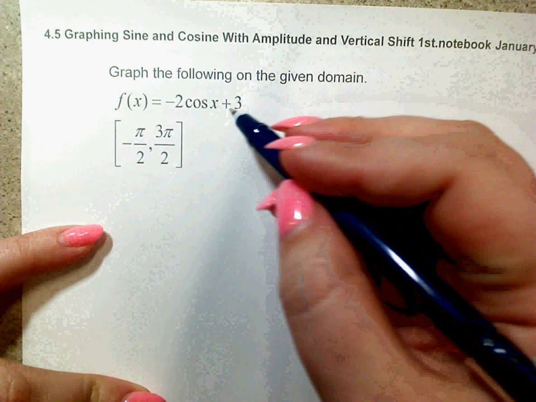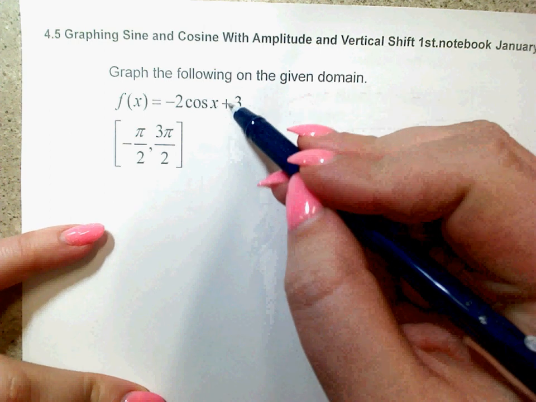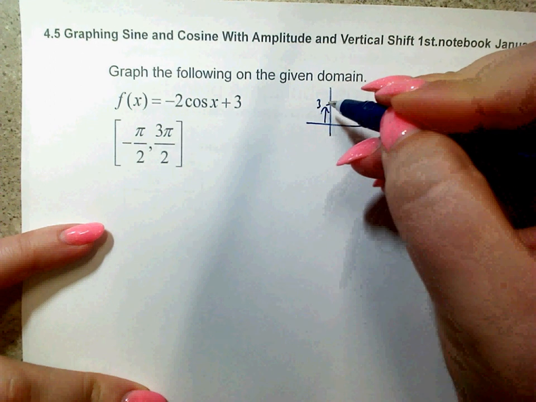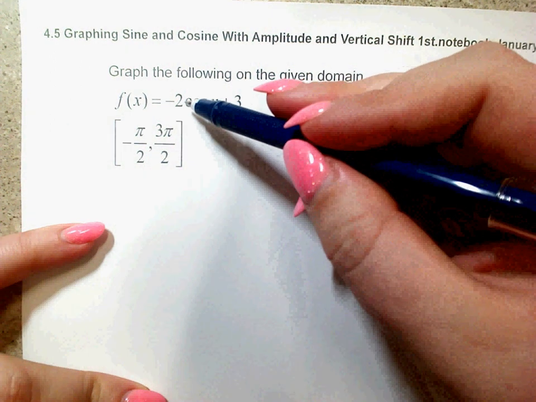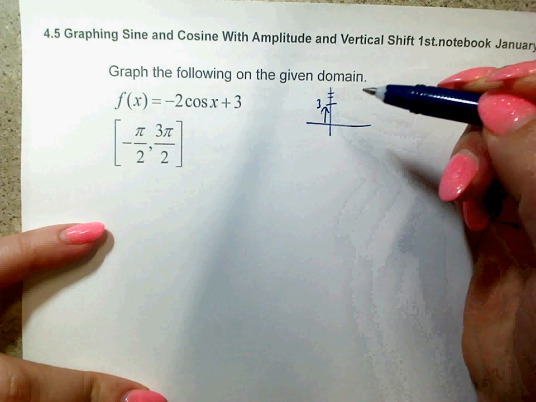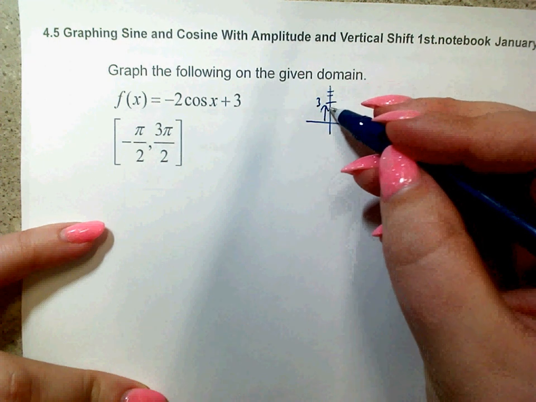So first let's talk shifts and amplitude. I know +3 is going to be up 3 on the y-axis. And then an amplitude of 2, I'm going to ignore the negative for a second. An amplitude of 2 means I'm going to have to go 2 higher, which means I need to be able to at least see 5 up and then only 1 down.